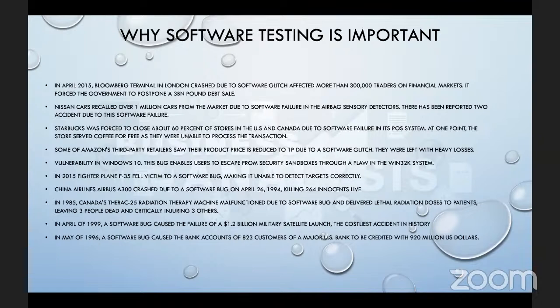Moving on, some of Amazon's third-party retailers saw their product prices reduced to 1 penny due to a software glitch. They were left with heavy losses. So imagine getting onto Amazon.com, trying to buy stuff, and realizing that most of the items you want to buy are all 1 penny. There's a glitch somewhere. Most of the third-party sellers' items have had their price tags reduced to 1 penny. That's a serious issue. You can imagine the losses.